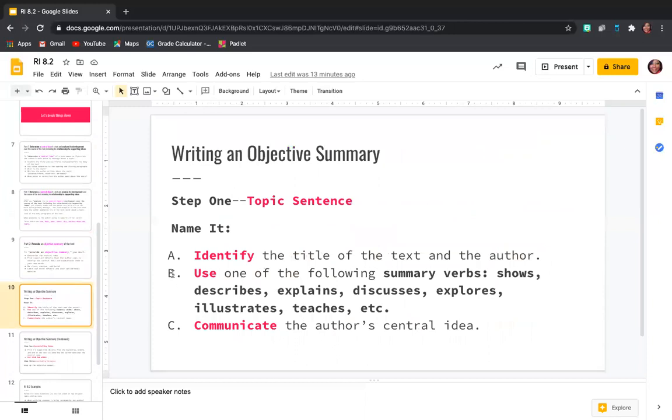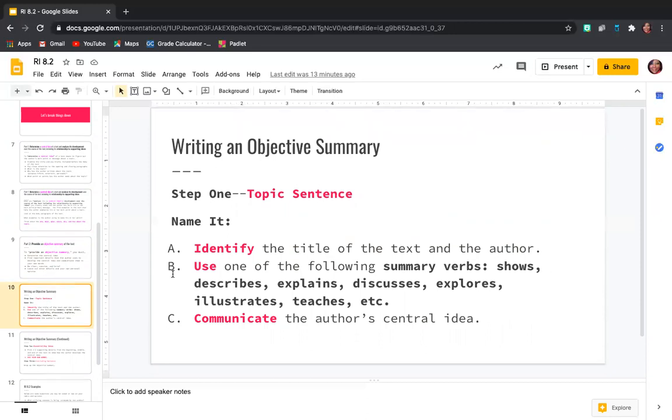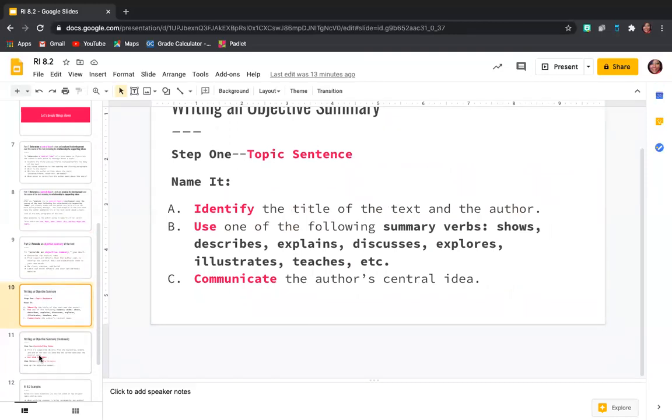Writing an objective summary. There are 3 steps to it. Step 1, you have your topic sentence. You name it. Identify the title of the text and author. Use one of the following summary verbs: shows, describes, explains, discusses, explores, illustrates, teaches, etc. Communicate the author's central idea.